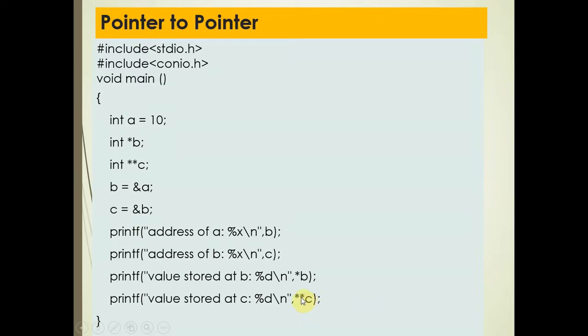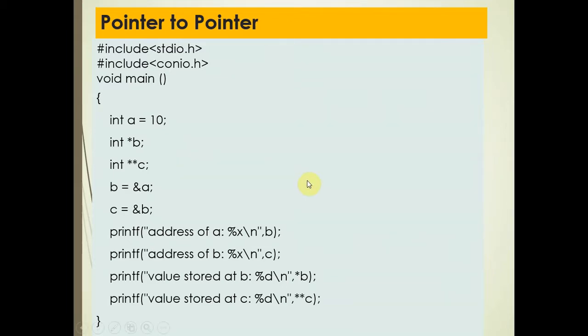Here you see value at c with one asterisk. Suppose you imagine there is only one asterisk, meaning value at c. c contains the address of b as a value, and then the asterisk means whatever address b contains, its value. So pointer to pointer means c contains the address of b, and b contains the address of a. With this statement, double asterisk c, it will also print the value of a, that is 10. This is the example of pointer to pointer.